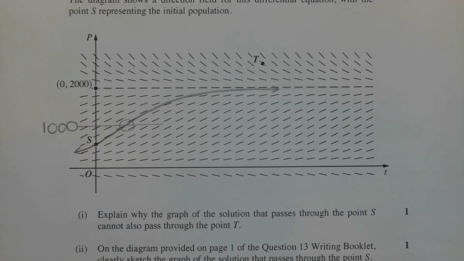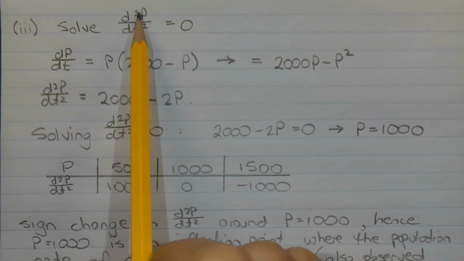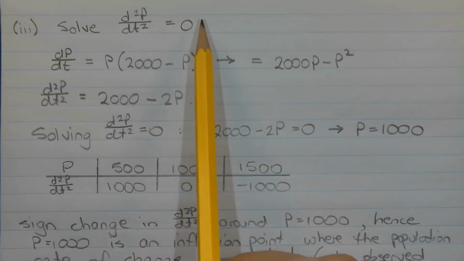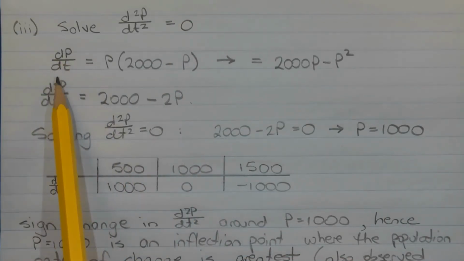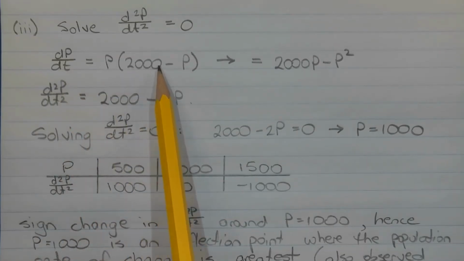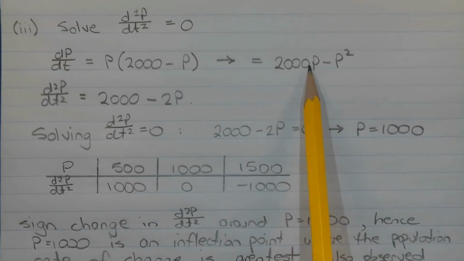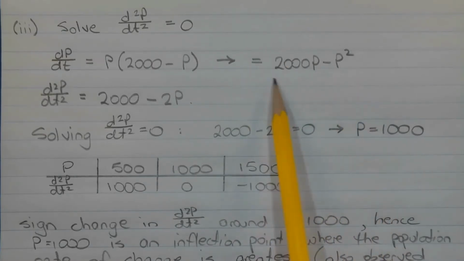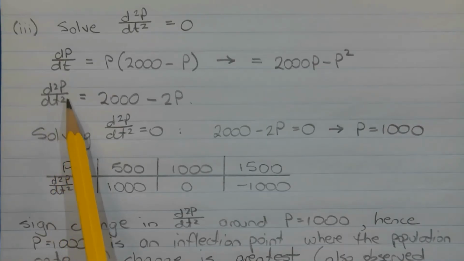But let's work this out algebraically. So we want to solve the second derivative, d squared p dt squared equals 0. So we're going to find this inflection point. Now we know that dp dt is given as p times (2000 minus p). Expanding the brackets, we get 2000p minus p squared. And that's our first derivative, which we'll need to differentiate again to get the second derivative. So differentiating dp dt to get d squared p dt squared, we get 2000 minus 2p.